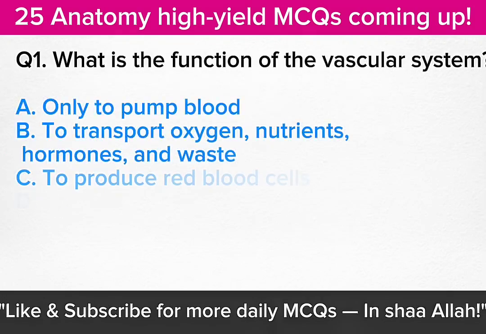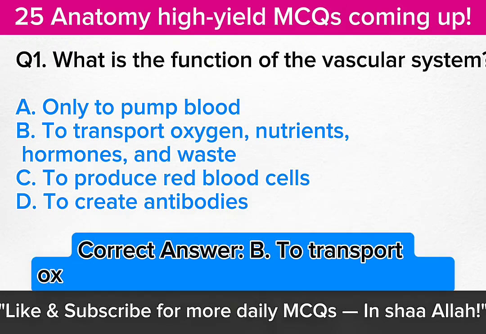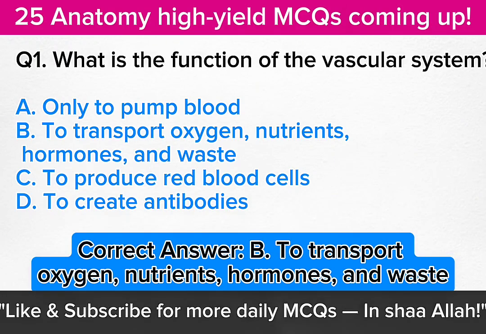Q1. What is the function of the vascular system? A. Only to pump blood. B. To transport oxygen, nutrients, hormones, and waste. C. To produce red blood cells. D. To create antibodies. Correct answer: B. To transport oxygen, nutrients, hormones, and waste.